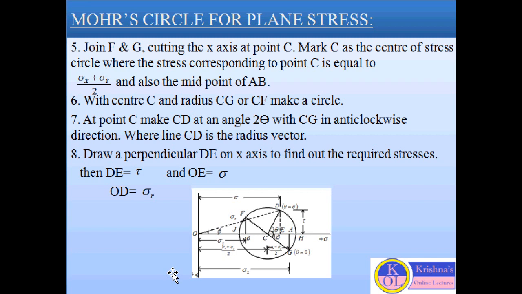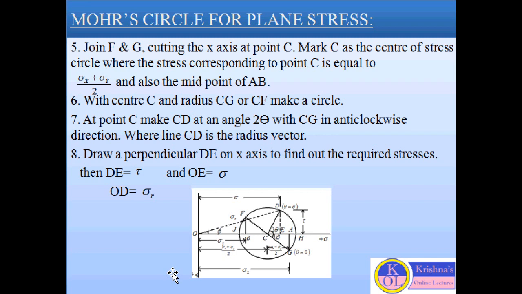and the stress corresponding to point C will be equal to (sigma x plus sigma y) by 2. Why? Because this point C is the midpoint between A and B. With center C and radius equal to CG, we will draw a circle, and at point C we will make CD at an angle 2 theta with CG in the anti-clockwise direction. Here line CD is the required radius vector, and the coordinates of point D give the required stresses sigma and tau.